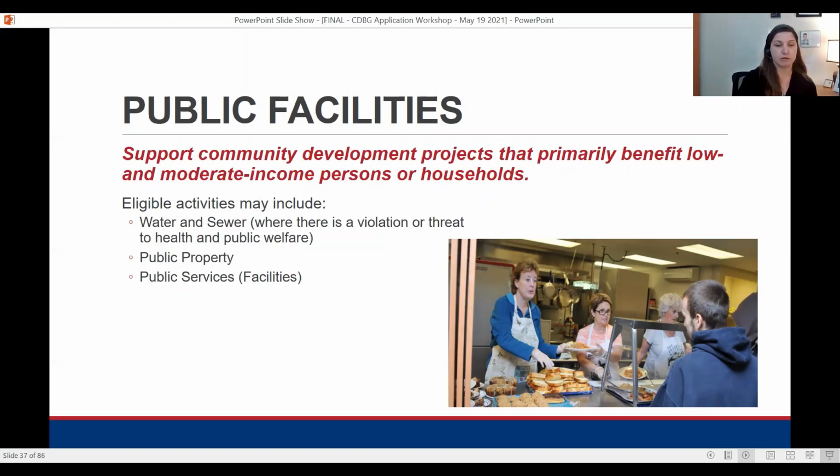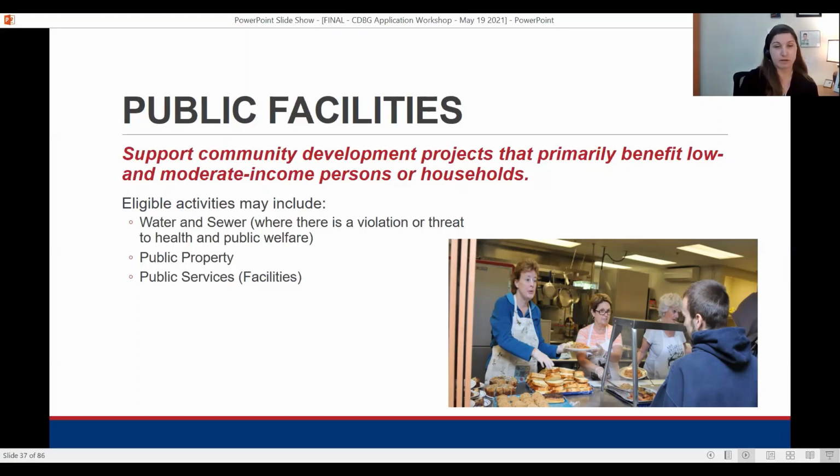And then there's also public services as well. This is actually for the infrastructure, so the buildings, for example, where public services take place, not the services themselves. Examples of this would include the acquisition, construction, or rehabilitation of homeless shelters, community centers, and neighborhood facilities where these types of public services are provided. This category also includes childcare and adult care facilities. So as you can see, there are a number of different types of activities under public service facilities that might be eligible.